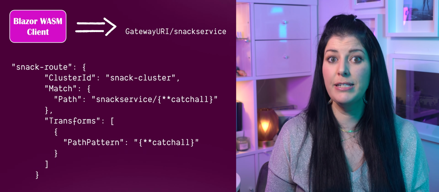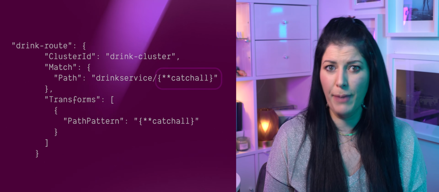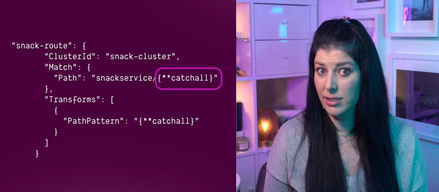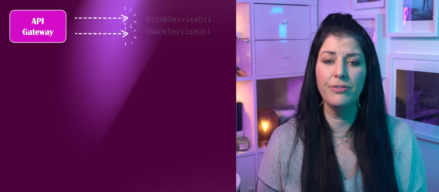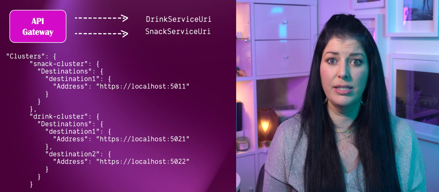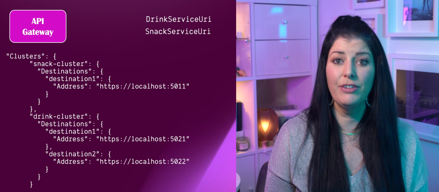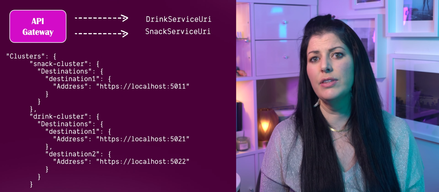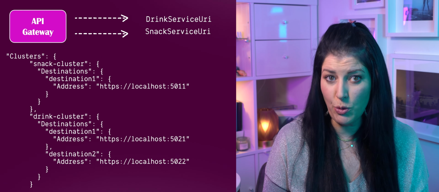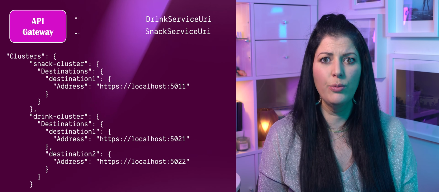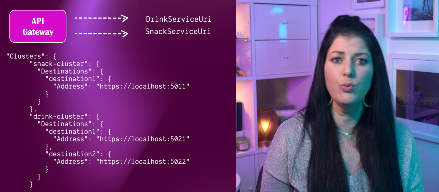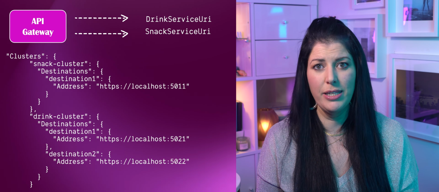A route can be very specific, but we will do a basic pattern match and forward everything that comes to the drink route to the drink cluster and everything that comes to the snack route to the snack cluster using this ** catch-all. So what's a cluster? Well, this is where we define the actual address of the internal service, or addresses if there are multiple instances. You could think of this as being like a fancy phone book. So when we define the snack cluster, we give it the URI to the snack service, and when we define the drink cluster, we point it to the drink service.